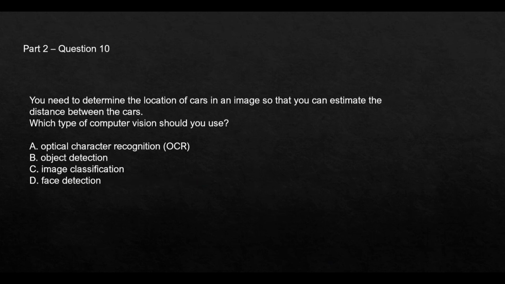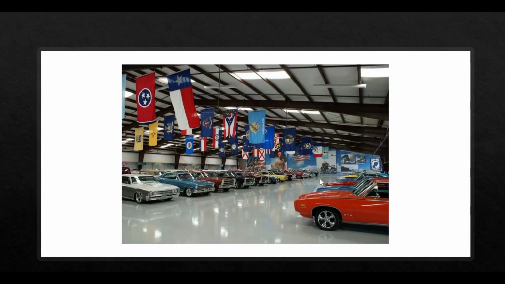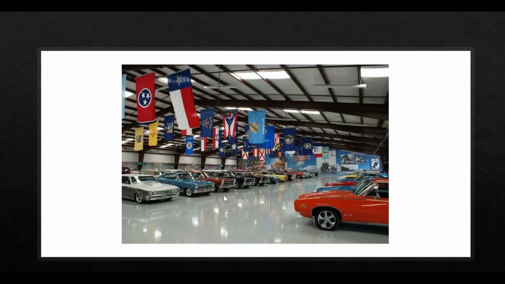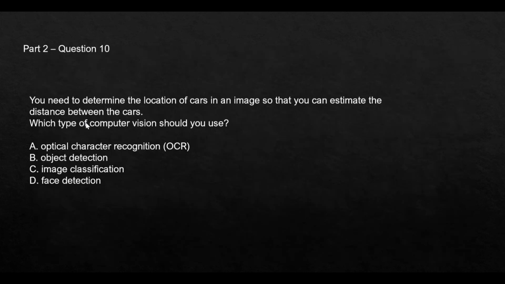This is the last question of this video. The question says that you need to determine the location of cars in an image. So this is your garage, and you have to locate the cars in the image so that you can estimate the distance between them. Between this car and this car, we can estimate the distance, or between this car and this car. So which type of computer vision should we use? These are the options. This is very easy.